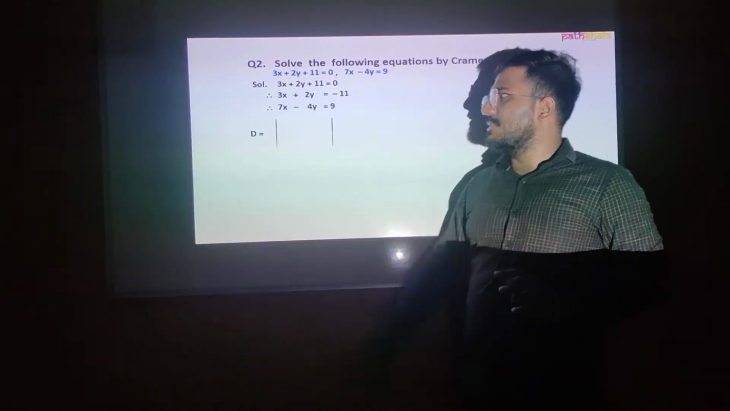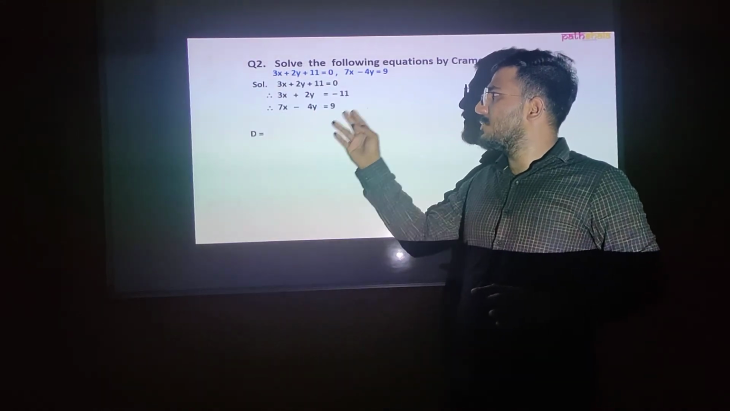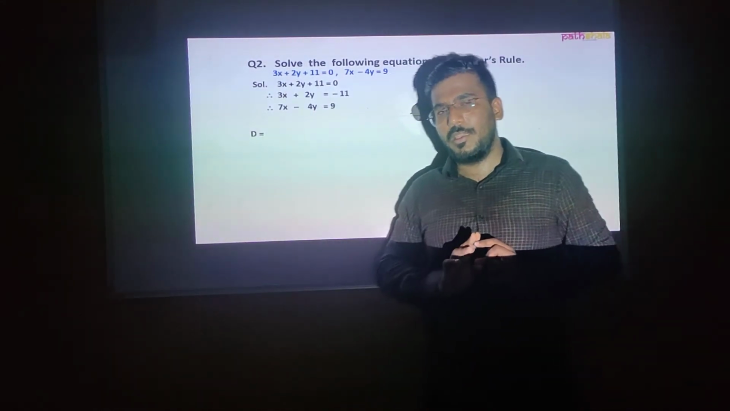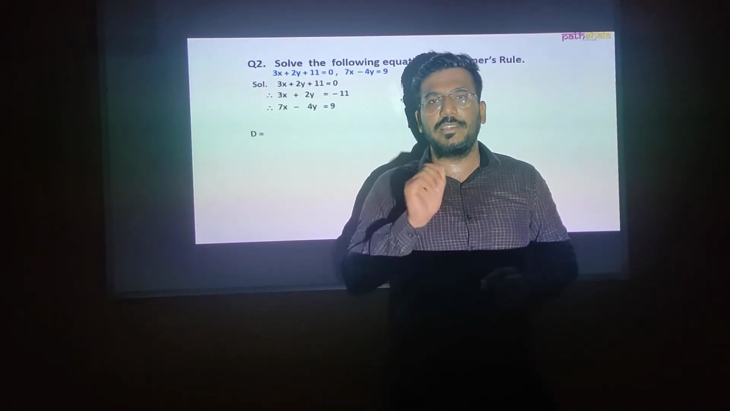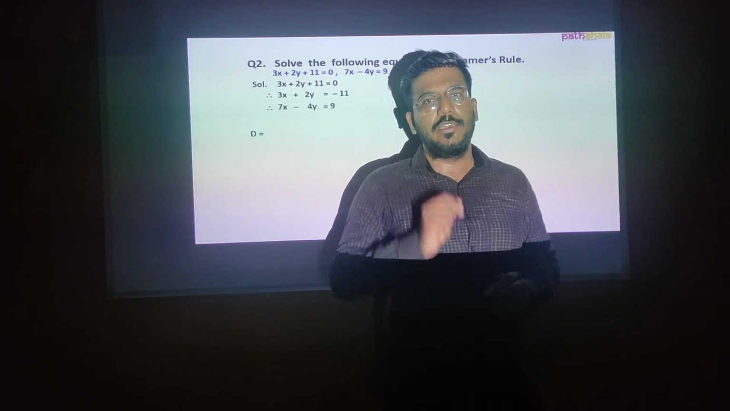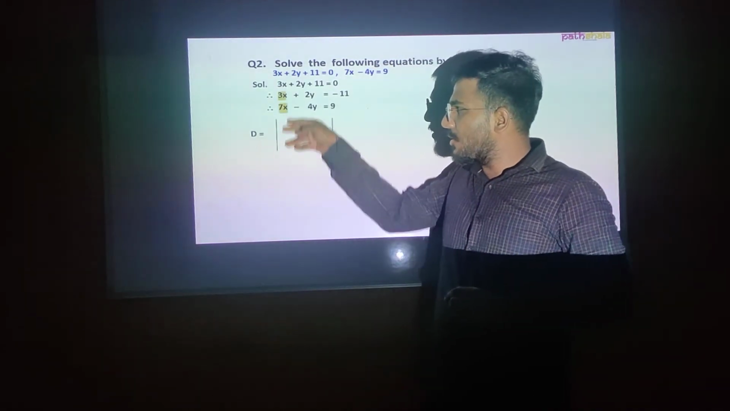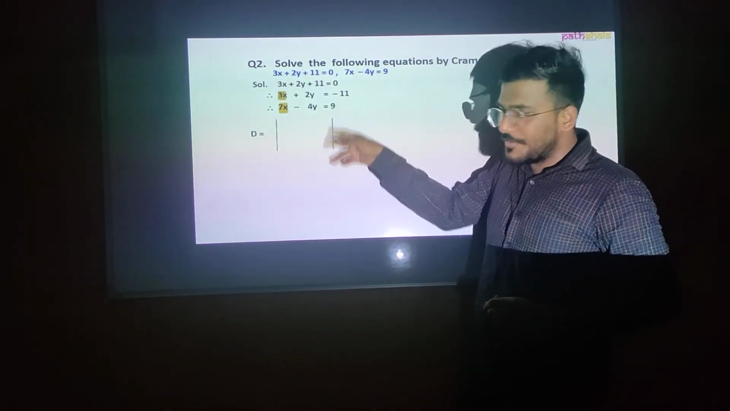Let's use the second equation: 7x minus 4y is equal to 9. It's already in standard form. Okay, step number 2: find the three determinants D, Dx, Dy. First, what will D be? Help me out. In D, what do I write here? Coefficient of x here, coefficient of y here.